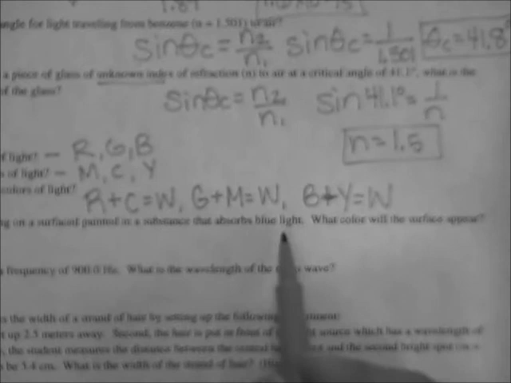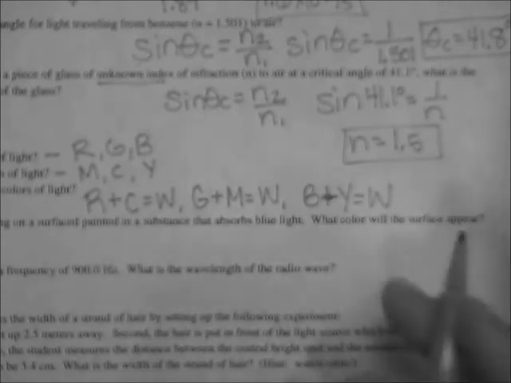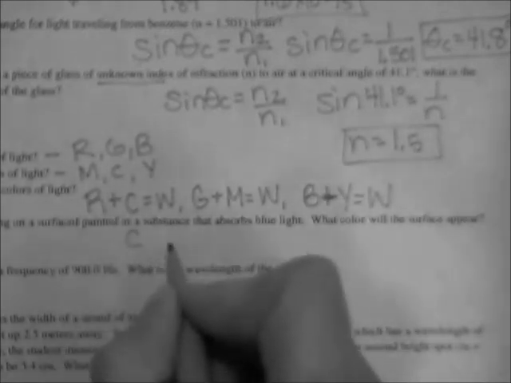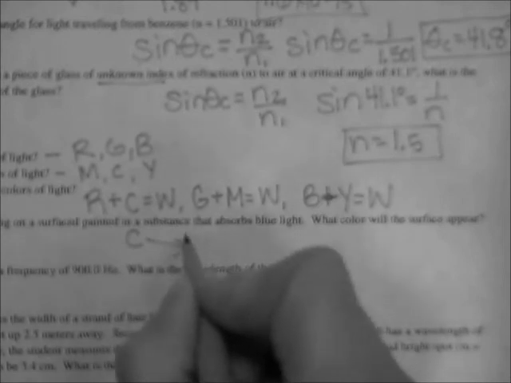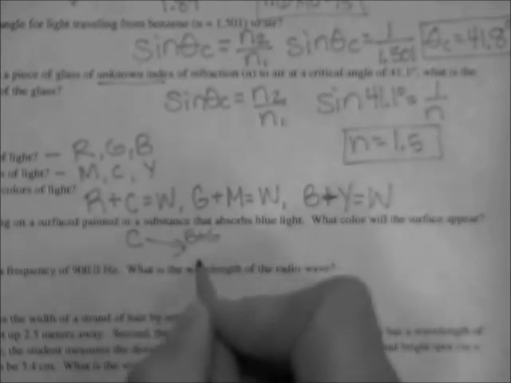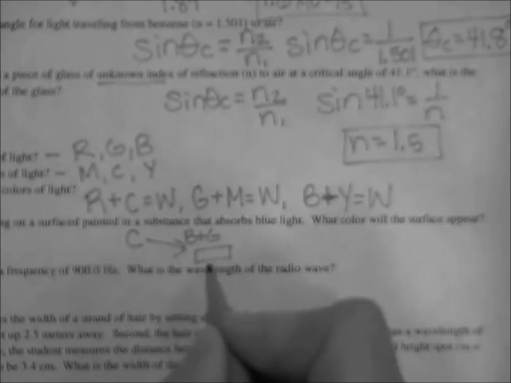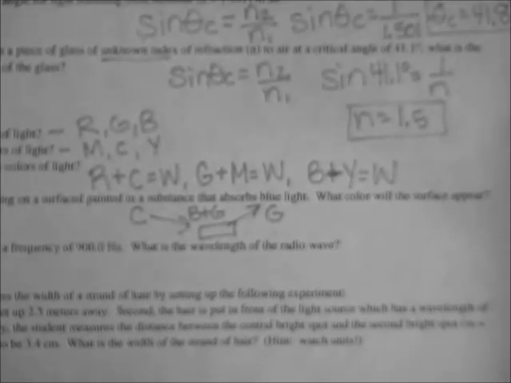Cyan light is shining on a surface painted in a substance that absorbs blue light. What color will it appear? So cyan is putting in blue and green light, but this object absorbs the blue, so what's going to just be reflected is the green. So the object would appear green.